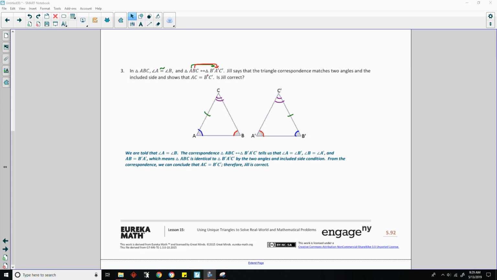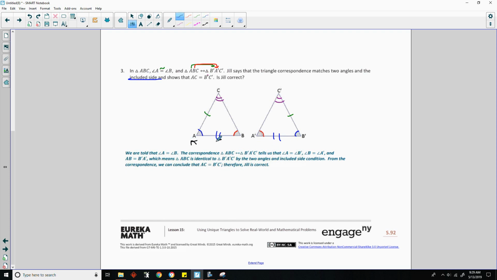So we are told that angle A is congruent to angle B. The correspondence of the triangles ABC to B prime, A prime, C prime tells us that angle A equals B prime, which I've already said, B equals A prime, which I've already said, and AB equals B prime, A prime. Okay? So that is the included side. This is congruent to this, which means triangle ABC is identical to triangle B prime, A prime, C prime by the 2 angle and included side condition.